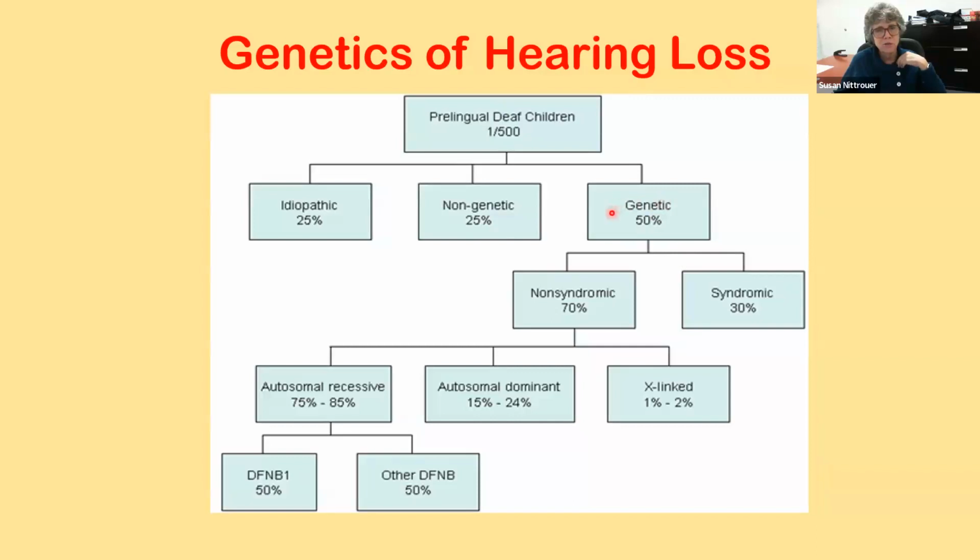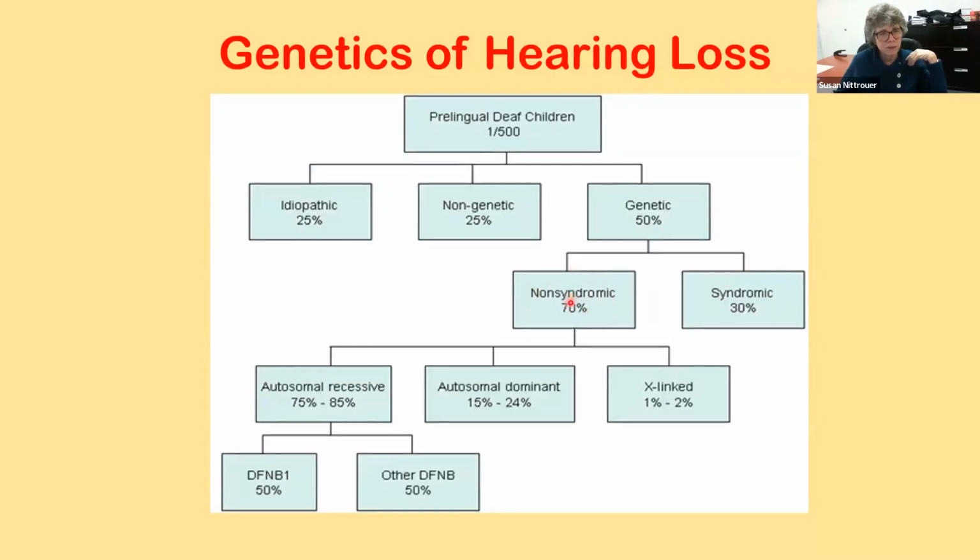Okay, so let's look. 50% of congenital hearing loss is caused by a genetic deficit. And of those, 30% are syndromic, meaning that there are other disabilities. So this would be something like Usher's syndrome, so deaf-blindness, Treacher Collins syndrome. And then 70% is non-syndromic.